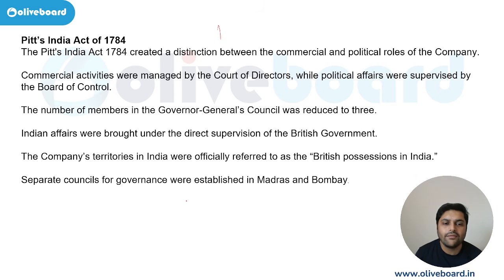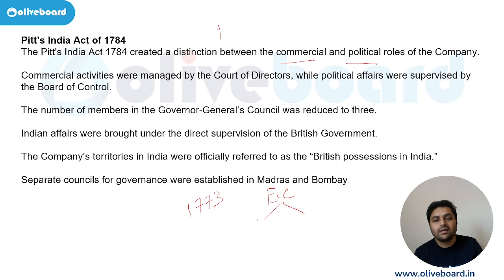There were many issues in Act of 1773. So the Britishers thought, okay, well, let us bring one more act. In Pitt's India Act, distinction was made. Now, what distinction, sir? The commercial and political roles of the company. Till now, roles were mixed, combined. But now, Britishers thought, okay, East India Company is there, no? So let us distinguish its commercial roles and political roles. Commercial activities were managed by COD, while political matters were handled by Board of Control, BOC.